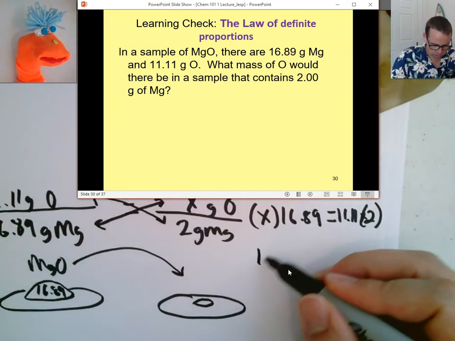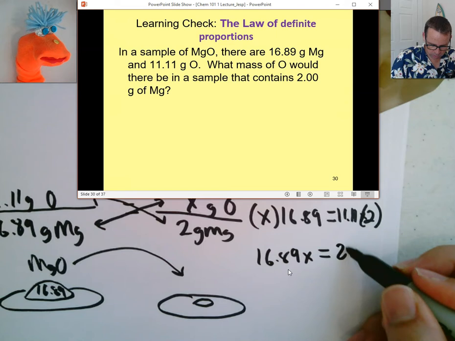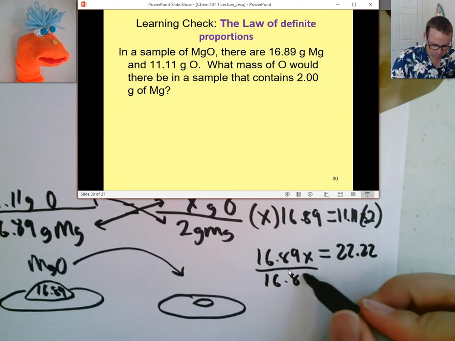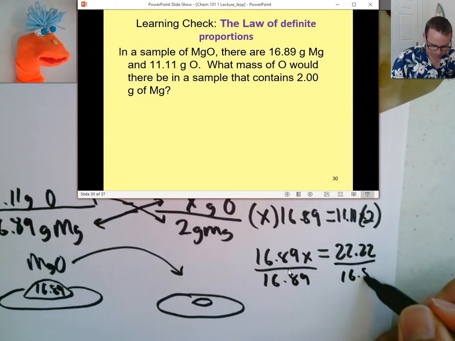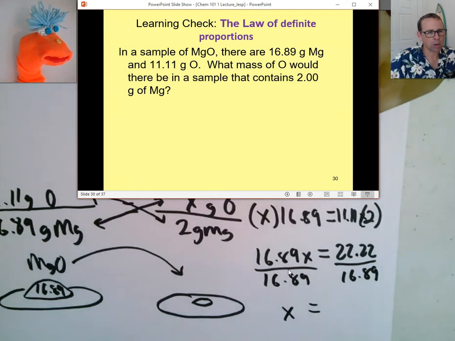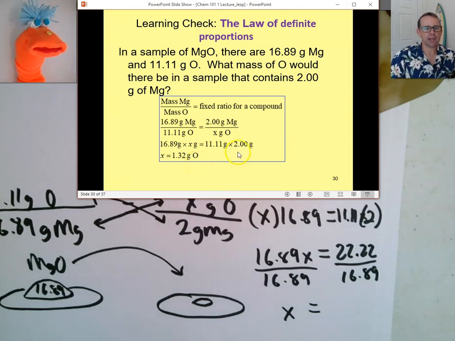And so 16.89x equals 22.22, and then we divide both sides by 16.89. Okay, so x will equal 22 divided by 16.89, which is 1.32. Okay, very good.